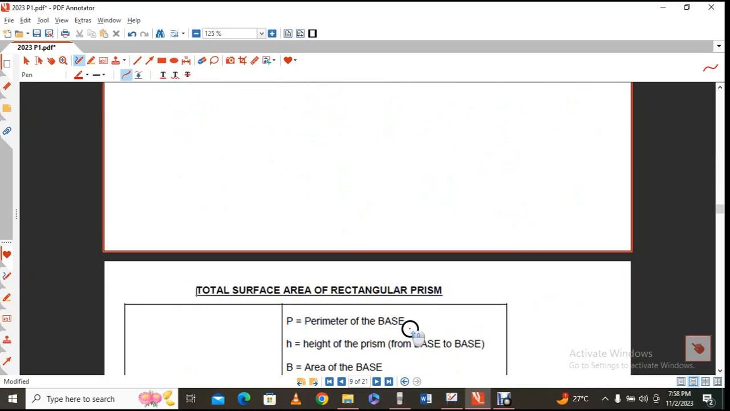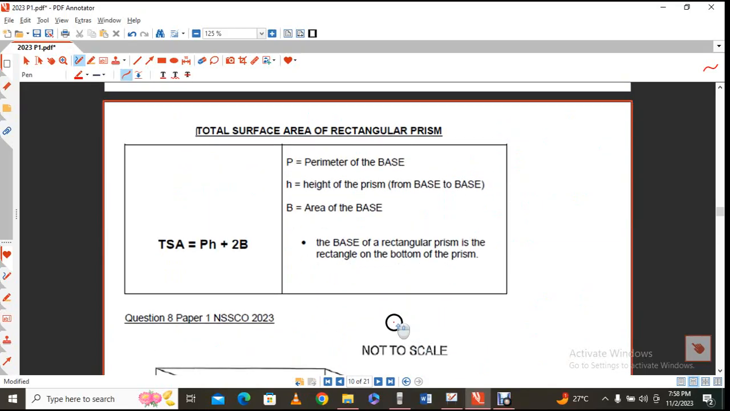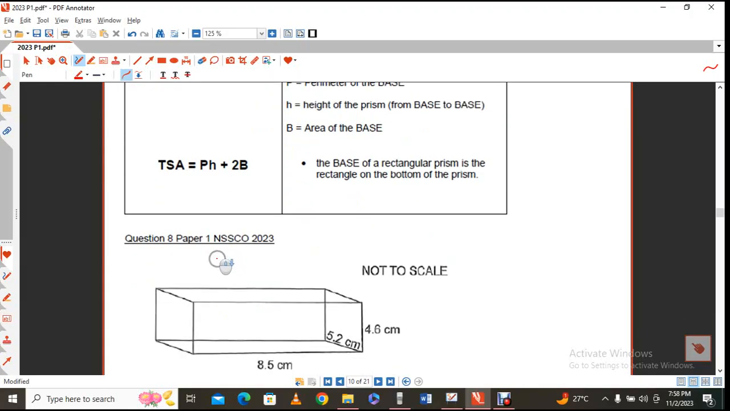Another way that you can do this is I'm going to introduce you to a formula, and that is the formula total surface area equals capital P, small h, plus 2B. The P is the perimeter of the base, the H is the height of the prism from base to base, plus 2 times the area of the base. Okay, and I have them over here.